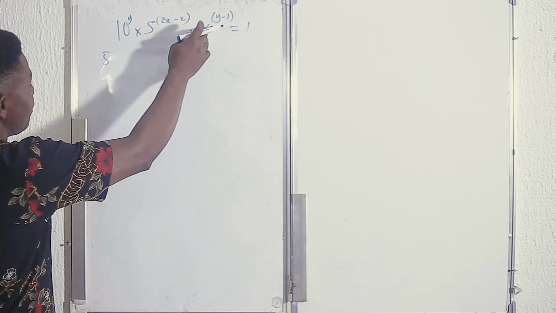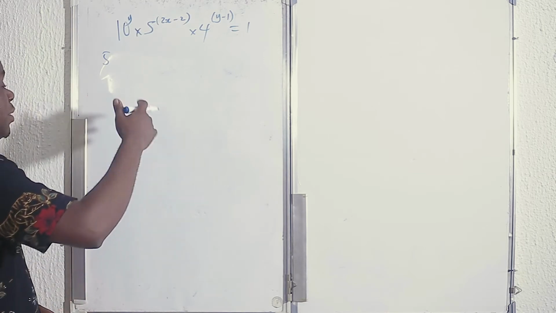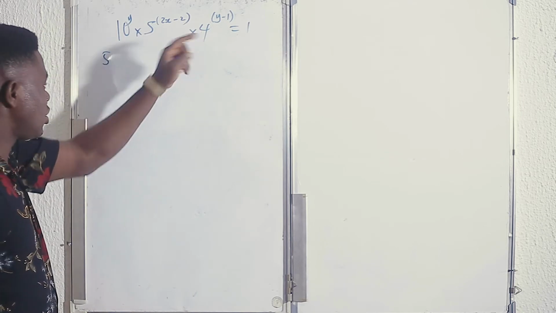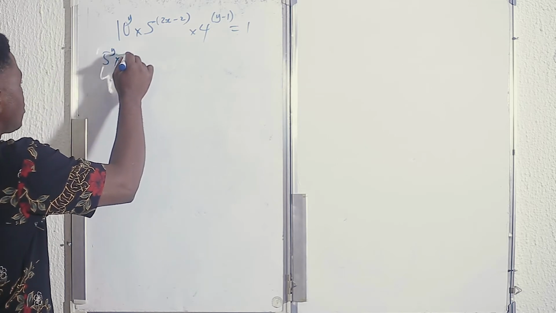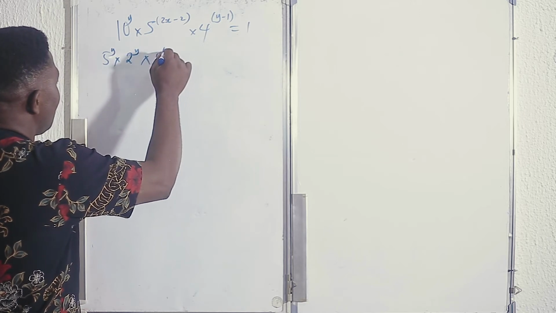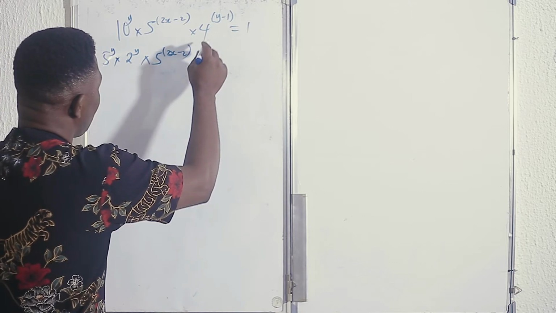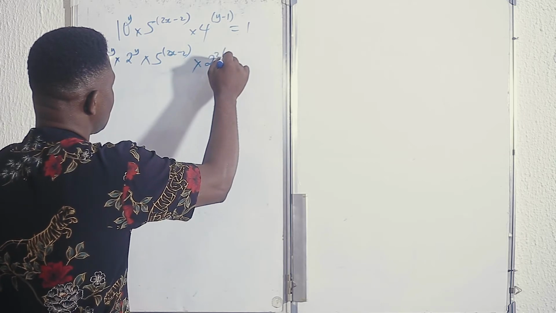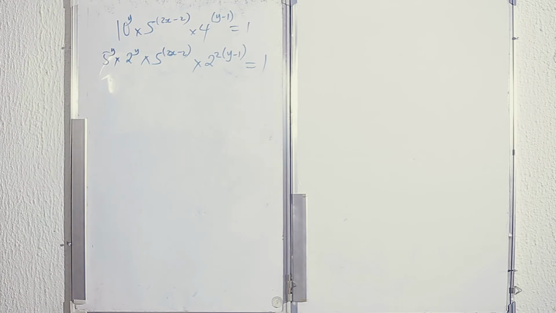The first thing we do is to break this into 5 and 2, since we know that 10 is a factor of 5 and 2, and 4 can be represented as 2 squared. So we can say this is 5 raised to the power y times 2 raised to the power y times 5 all raised to the power 2x minus 2 times 4, which is 2 squared, 2 raised to the power 2 y minus 1, all equal to 1. This is your first step.